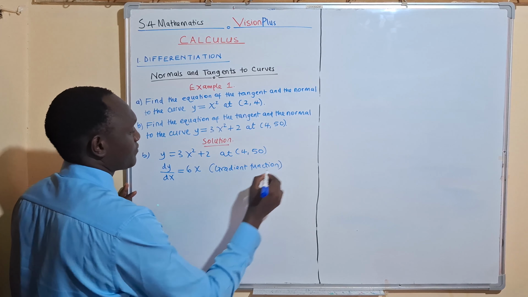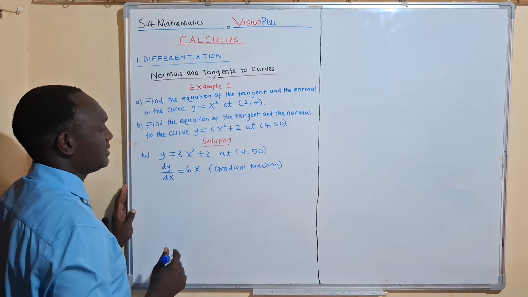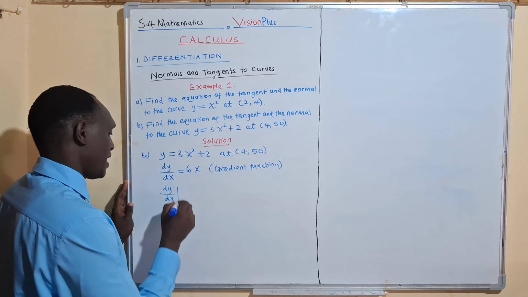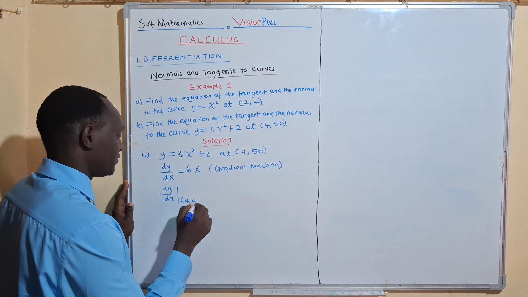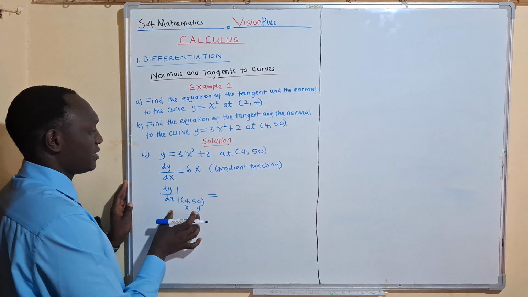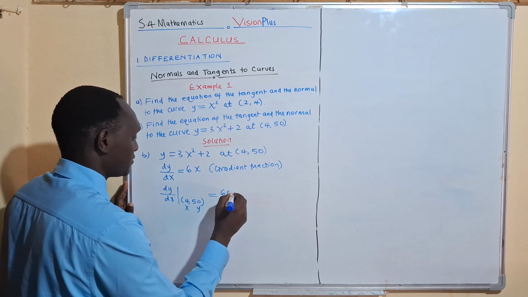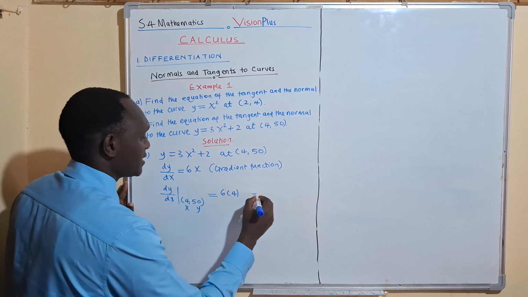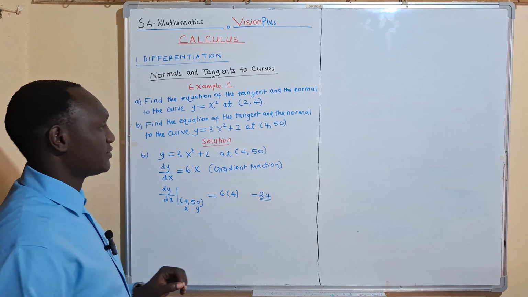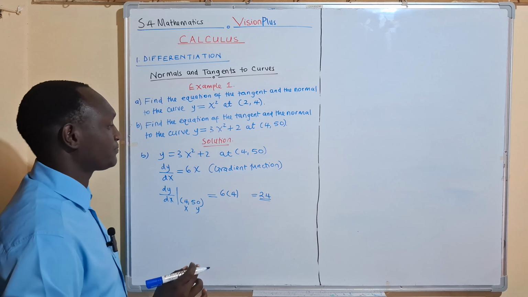Now, we can use the gradient function and the given point to find the gradient of the curve. Therefore, dy/dx at the point (4, 50) will give us, this is x, this is y. This is now the gradient of the curve at point (4, 50). That means we shall have 6 times 4 because x is 4. This gives us 24. Okay. Now, this 24 is the gradient of the curve at point (4, 50).